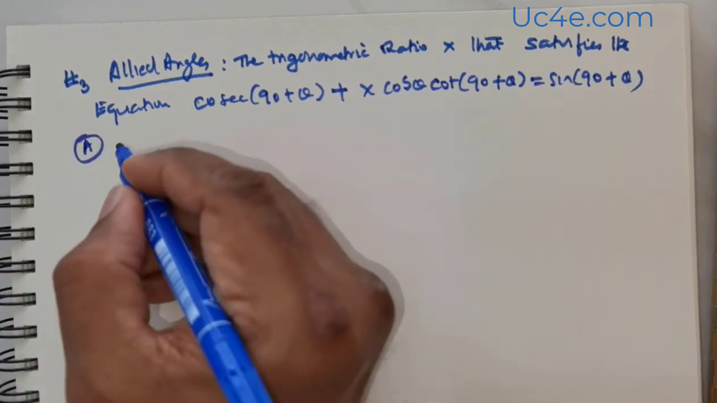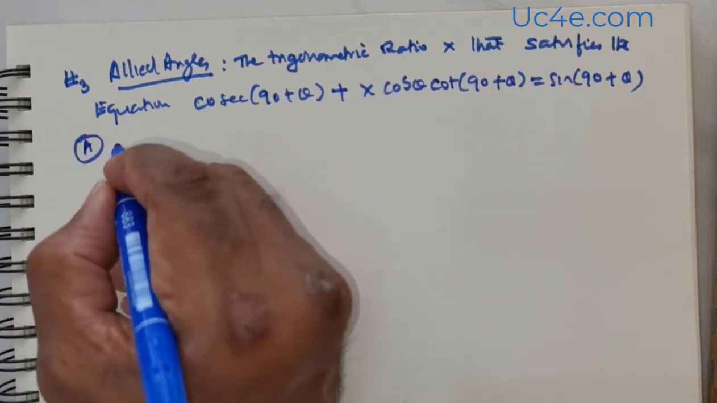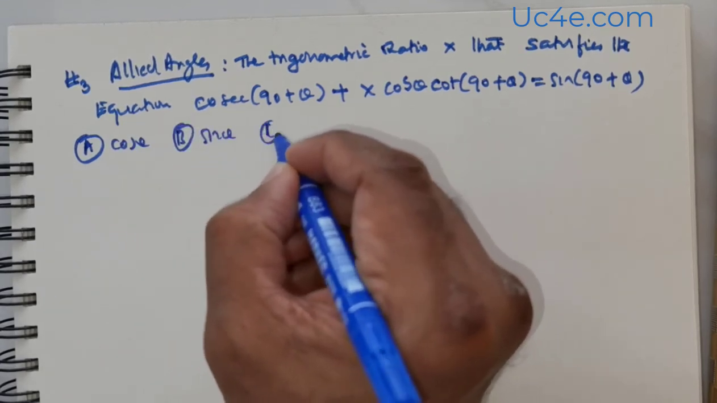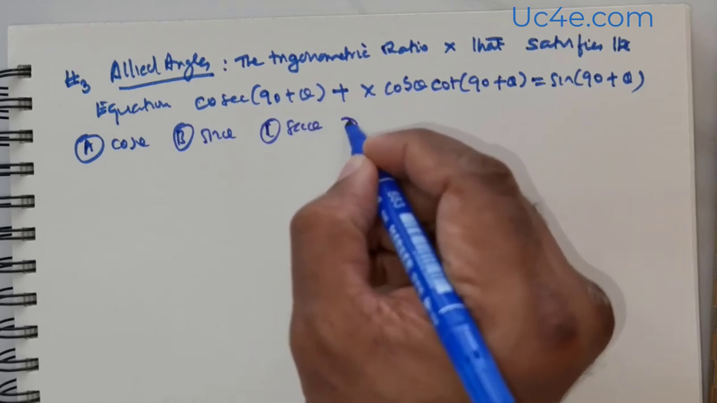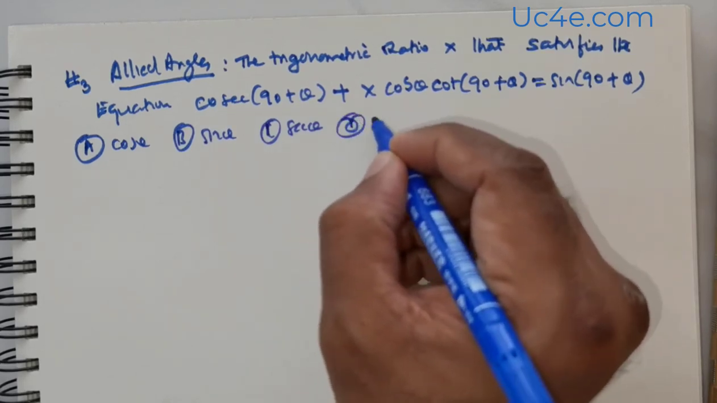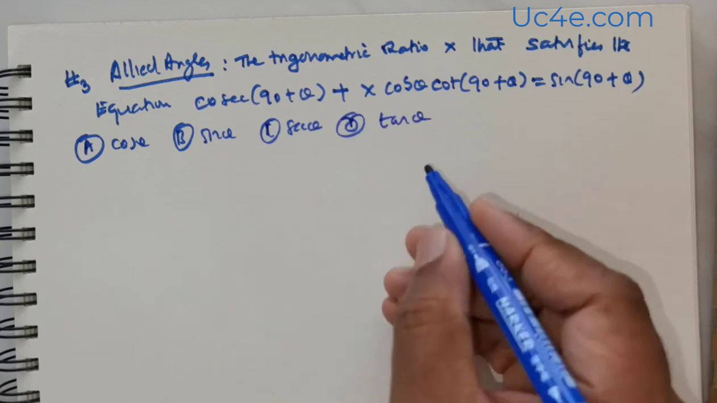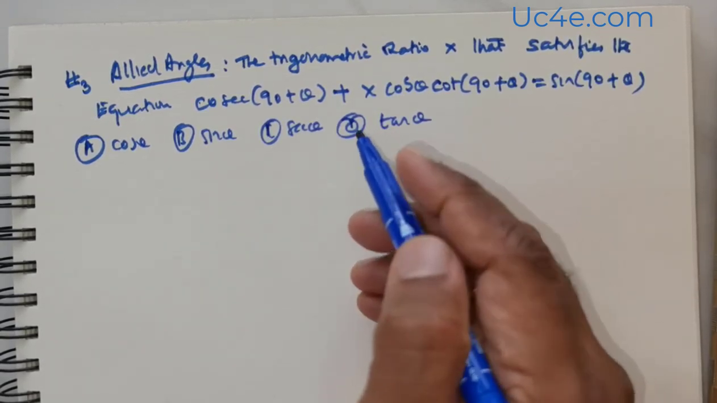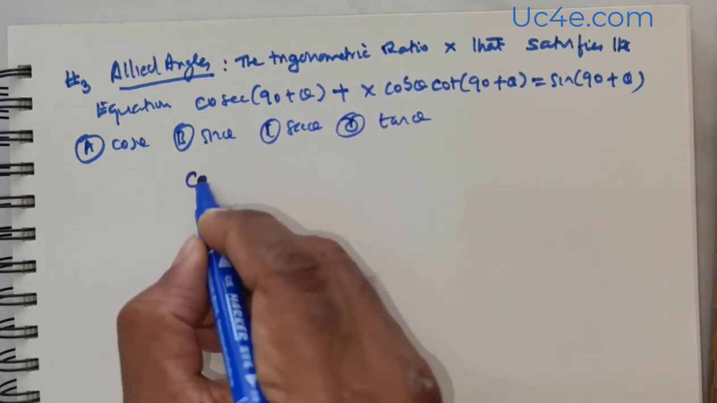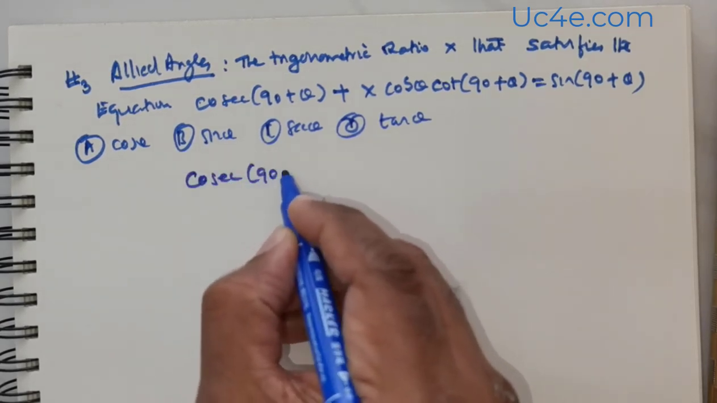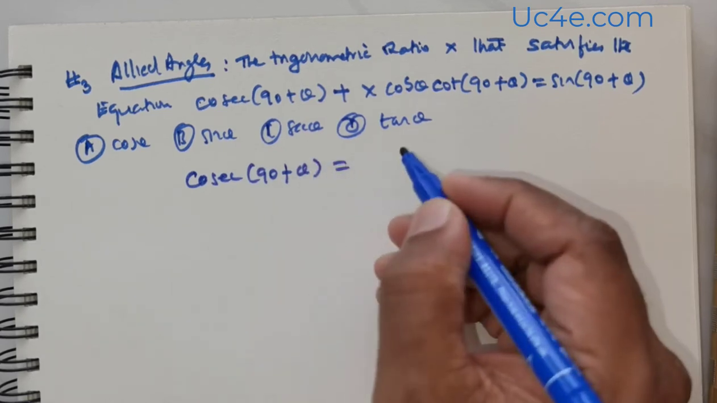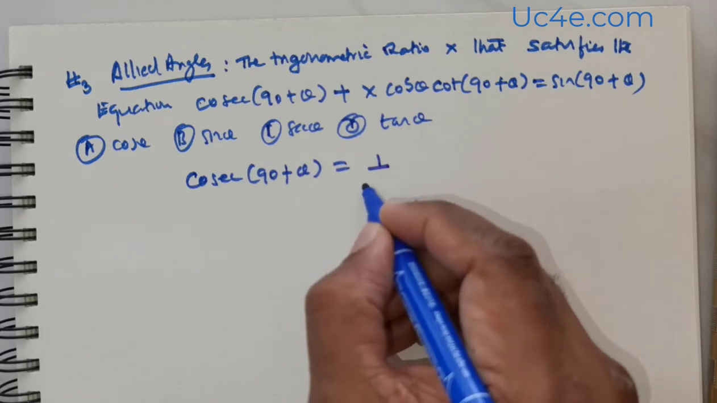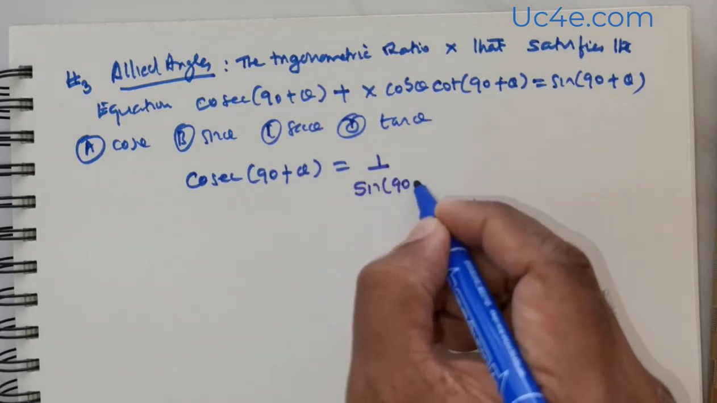Now you would have been given some choices, say A is cos theta, B is some sine theta, C is some secant theta, and D is some tan theta. Some choices would have been given. You will have to go and pick up the right choice. So now let me just consider this cosecant of 90 positive theta. Now what is cosecant theta? Cosecant theta is nothing but 1 over sine theta. So this is nothing but 1 over sine of 90 positive theta.